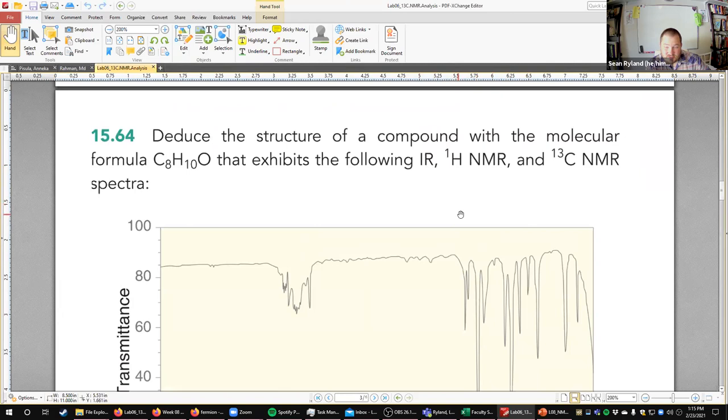And the other thing about it is it should all be consistent with each other. If you just look at the proton NMR and you come up with what you think the structure is, but then it doesn't match with your carbon 13 NMR, you must have done something wrong. You're reading something wrong somewhere, right? All of these things have to work together.